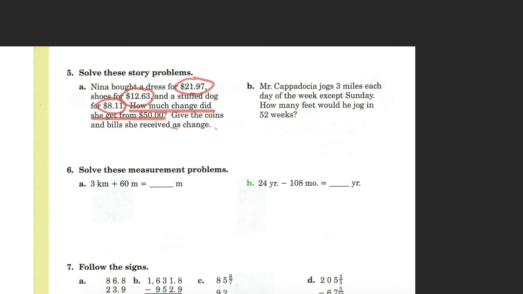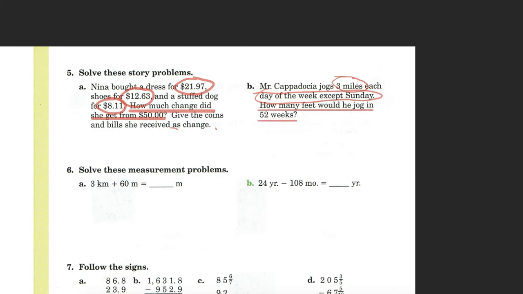All right. B. Mr. Cappadocia jogs 3 miles each day of the week except Sunday. So each day of the week except Sunday. So all that's really important. Circle the numbers. 3 miles each day of the week except Sunday. All right. How many feet would he jog in 52 weeks?